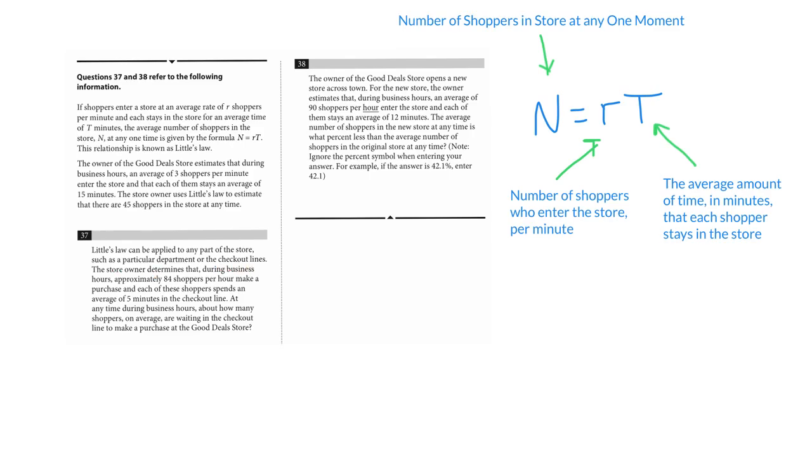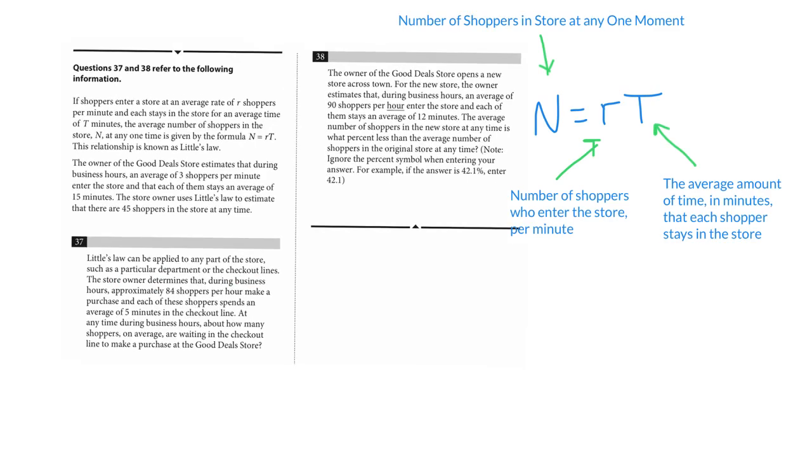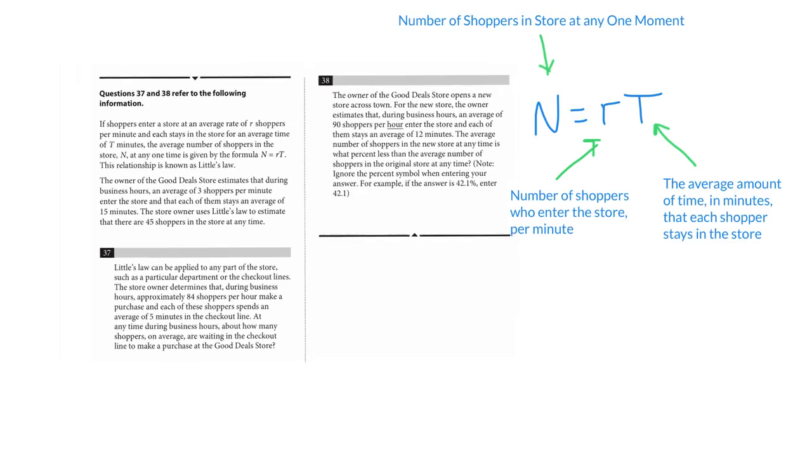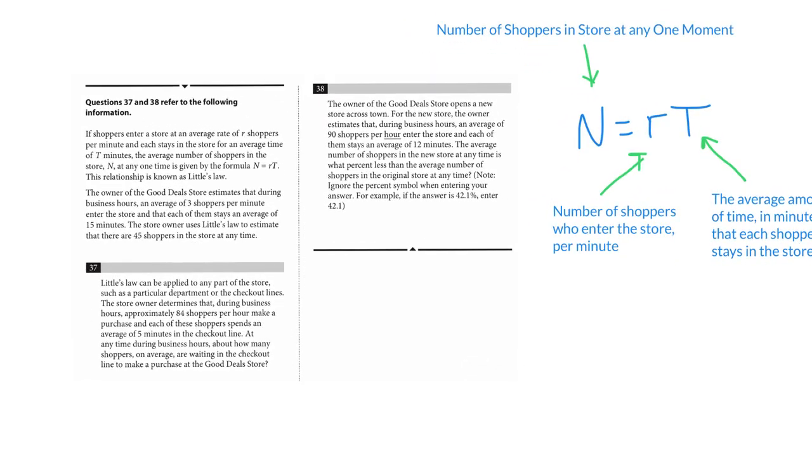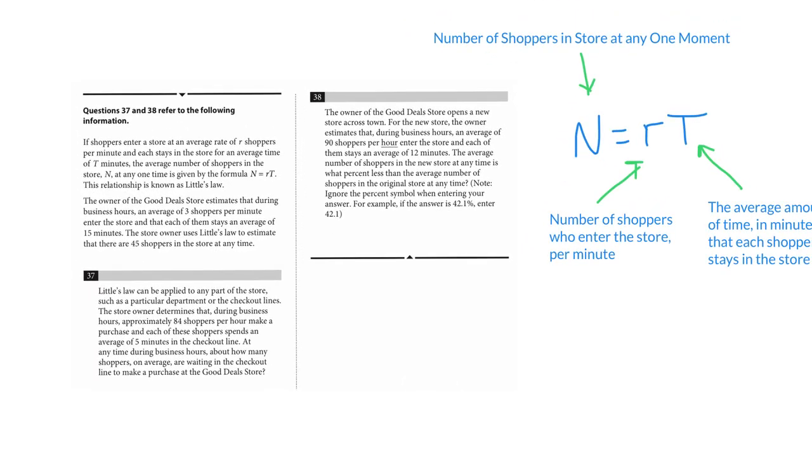The store owner determines that during business hours, approximately 84 shoppers per hour make a purchase, and each of these shoppers spent an average of 5 minutes in the checkout line. At any time during business hours, about how many shoppers on average are waiting in the checkout line to make a purchase at the Good Deal store?